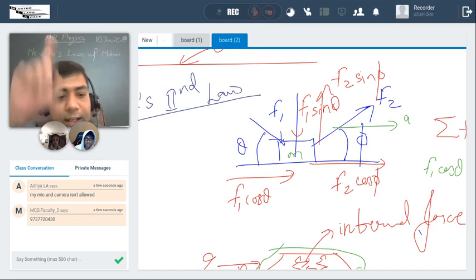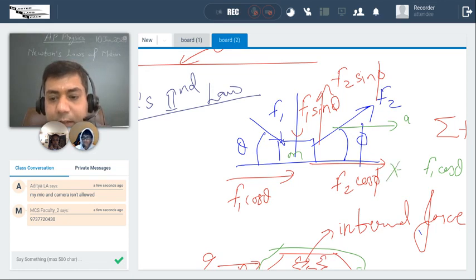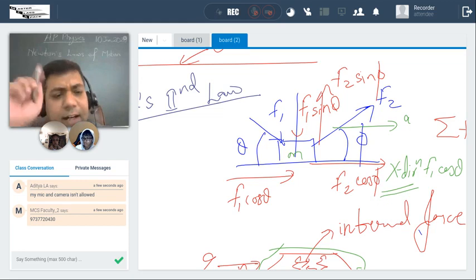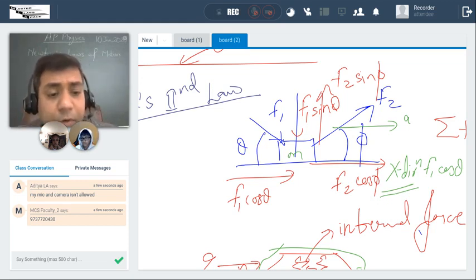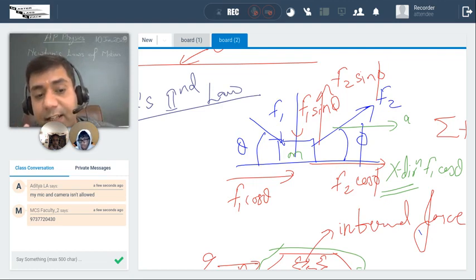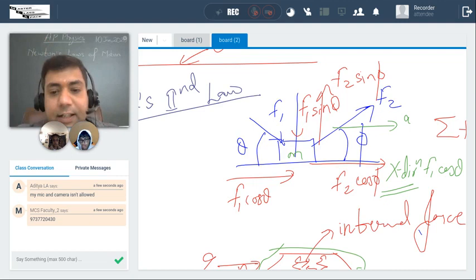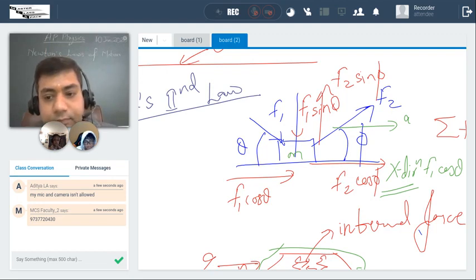The body is not moving in the vertical direction. This is the equation in the x direction. The body is not moving in the y direction, that means it is at rest in the y direction. That means this body is in equilibrium in the y direction, so the summation of all the forces in the y direction should come out to be 0. Got it, Ishita?